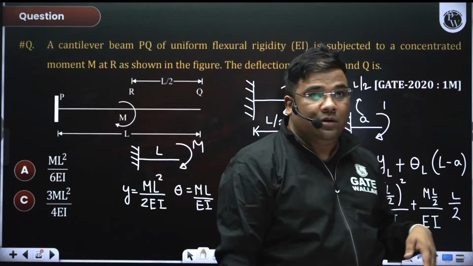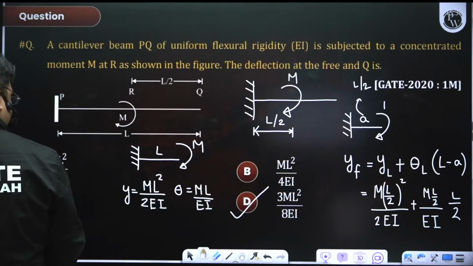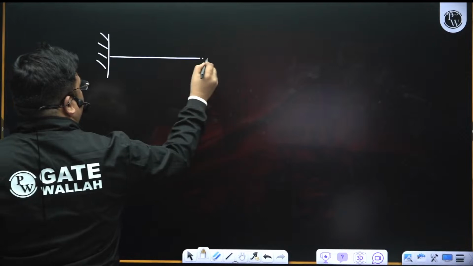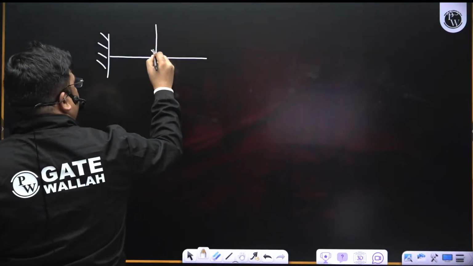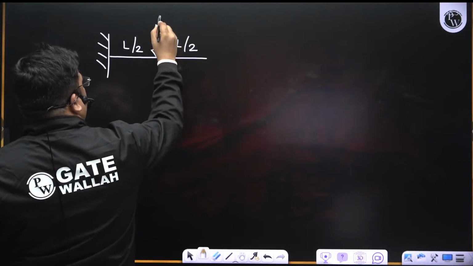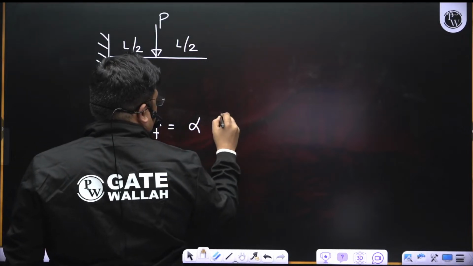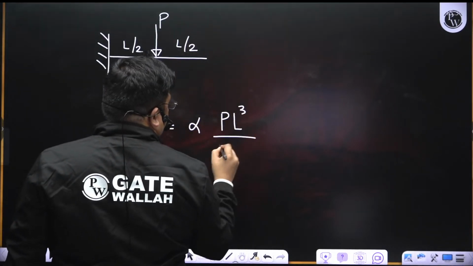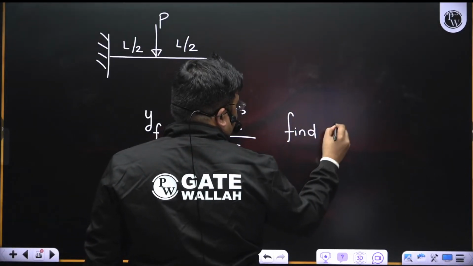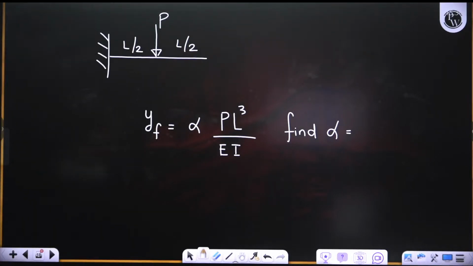Okay. Now you do this for me. If deflection at the free end is equal to alpha PL cube by EI, find alpha. And find it in fraction, don't find it in decimal, find it in fraction. Tell me, you solve this question for me.